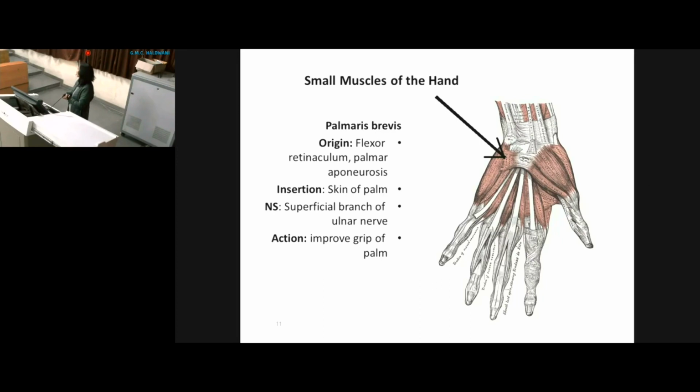And the insertion is, because it is the subcutaneous muscle, into the skin of the palm on the medial side. Okay, the nerve supply is, because it is a subcutaneous muscle, by the superficial branch of the ulnar nerve. It is found on the medial side. Medial side पे कौन सी है? Ulnar nerve. Okay, so it is supplied by the ulnar nerve, and the action is that it increases the convexity of the hypothenar eminence. So the function of this muscle is to improve the gripping of the palm.